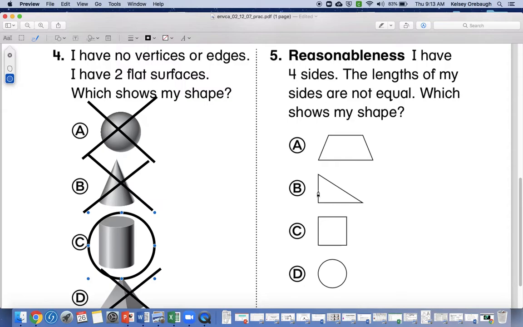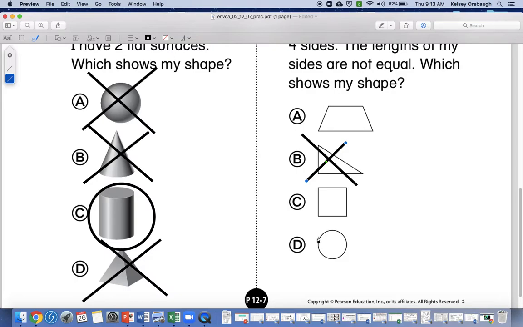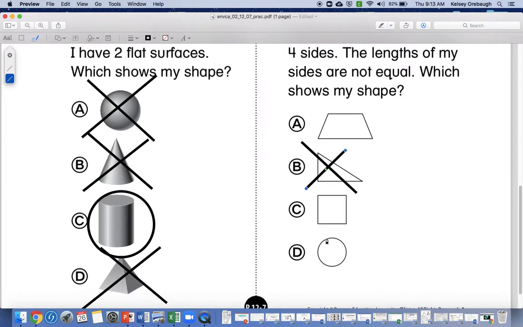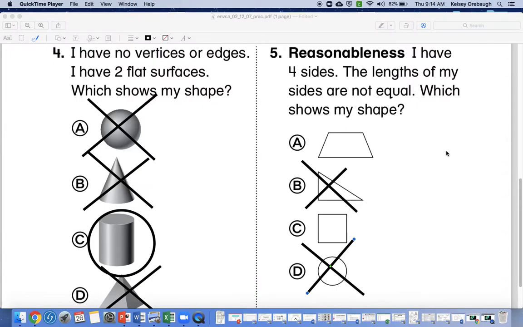Let's count the sides here. 1, 2, 3. Does not match the first clue. Cross it off. 1, 2, 3, 4. That matches the first clue. Cannot cross it off. Let's look at here. No sides at all. Totally round. Cross it off. Second. All right, let's look at the last clue. The lengths of my sides are not equal, which shows my shape.